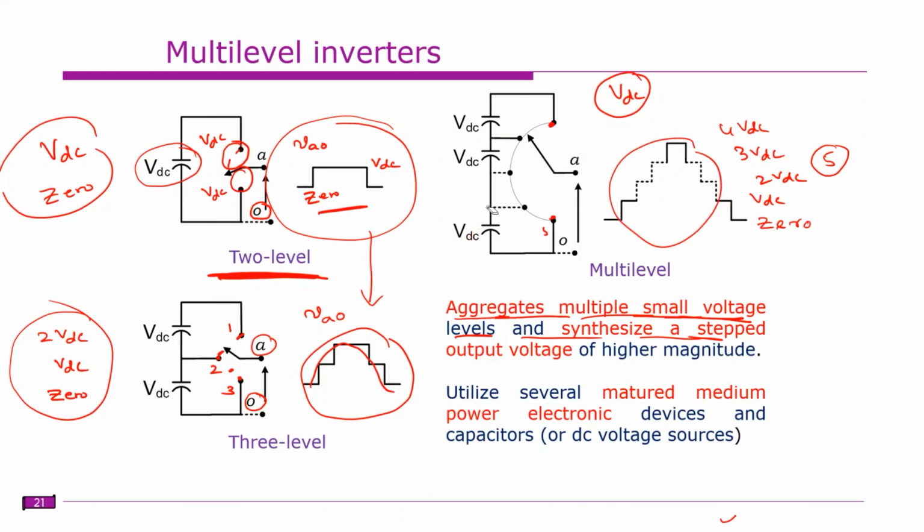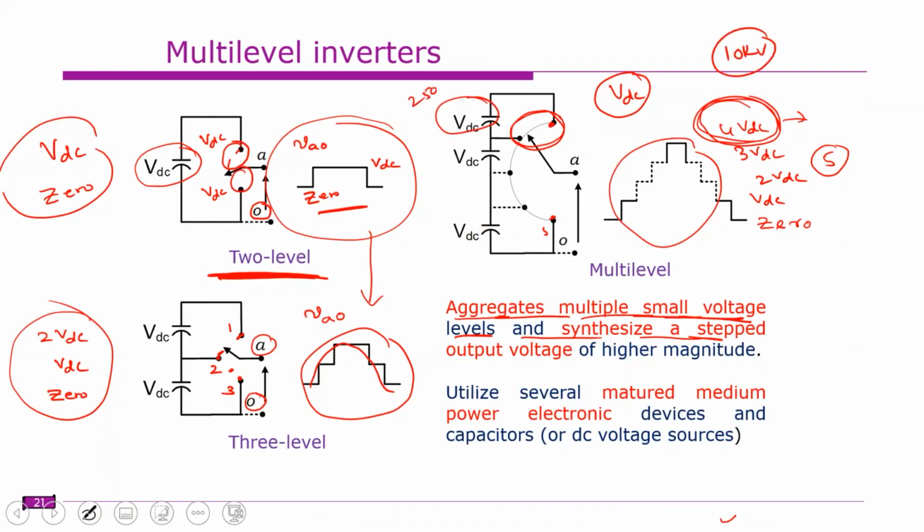Another thing is that even though it is operating at higher voltages, the blocking voltage of these switches is less. This is operating for 4 VDC, but each switch sees VDC only. So if this voltage is, for example, 10 kV, this is supposed to be 2500 volts only. So you need not go for 10 kV devices. Mature medium voltage power semiconductors are enough. These medium voltage power devices are enough to handle this voltage.